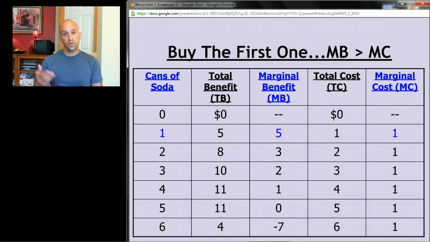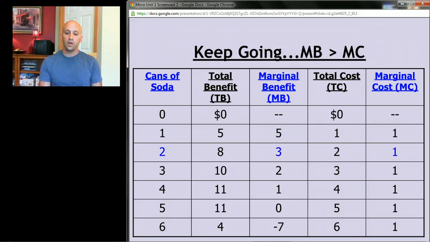Well, if you look at the numbers, we can now look at the marginal benefits and marginal costs. If you drink that first can of soda, it's going to bring you $5 additional worth of benefit. It's only going to cost you an additional $1 to get that $5 worth of benefit. That'd be like me walking up to you and saying, hey, I will give you $5 if you give me $1. That's a good deal, and that's a deal you should take, and if you don't take that deal, you're missing out.